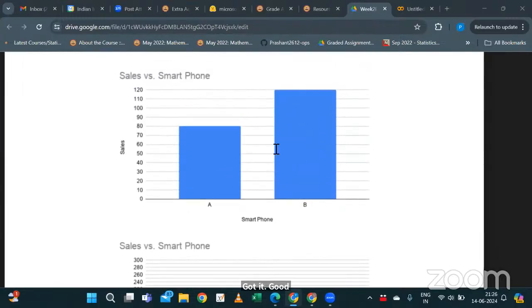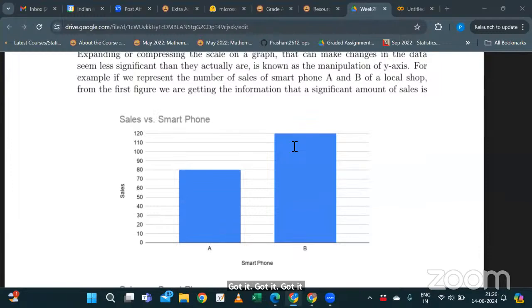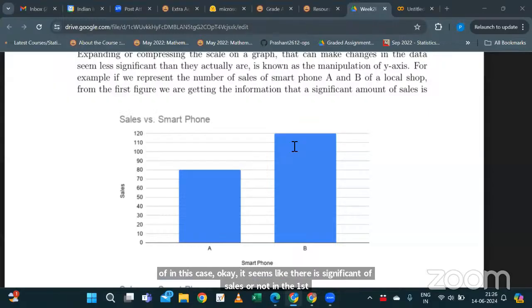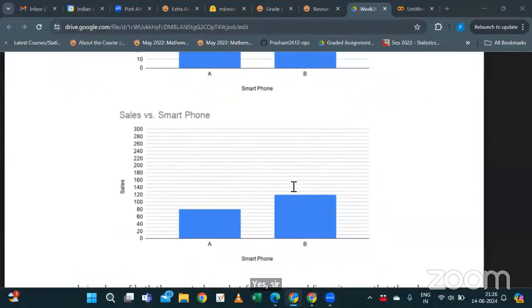Okay, first off, in this case, it seems like there is significant sales in the first graph. Are you getting what I'm trying to say? If you come to the second graph as compared to the first one, even though the numbers are the same, at the very first glance you will feel there is a lesser amount of sales, less performance. Are you getting what I'm trying to say? So this is something where you have manipulated your y-axis, right?